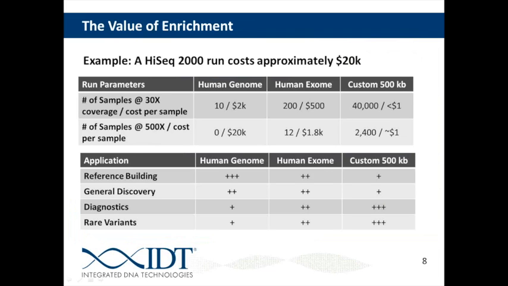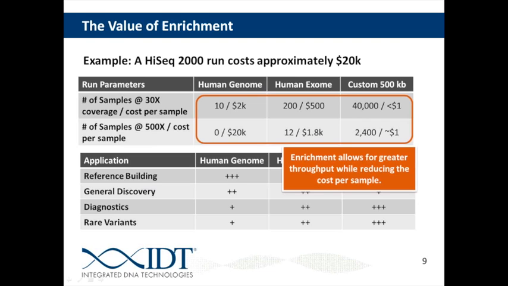So more specifically, what is the value and benefit of enrichment? This example provides various scenarios based on a HiSeq 2000 run, and we assume a cost of roughly $20,000 for one sequencing run. So the first area that we want to focus on is throughput and cost. As you can see with human genome sequencing, you can do around 10 human samples at roughly $2,000 per sample, just for the sequencing itself.